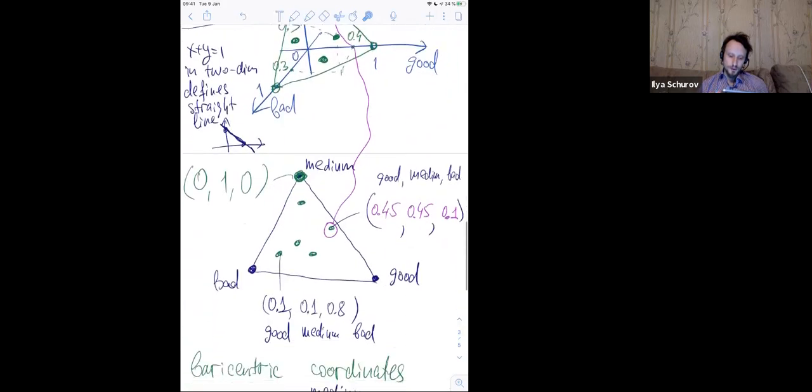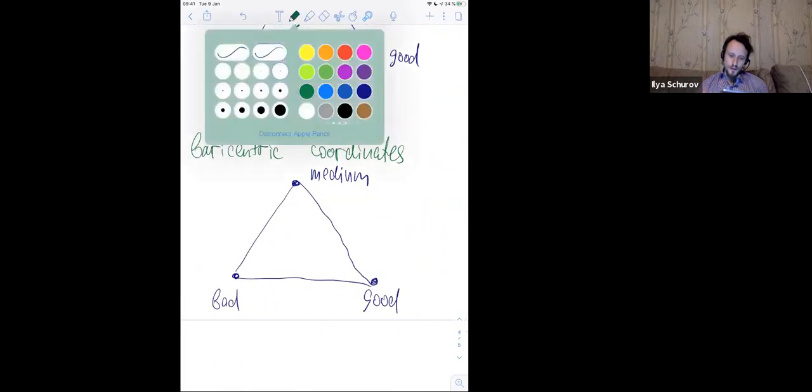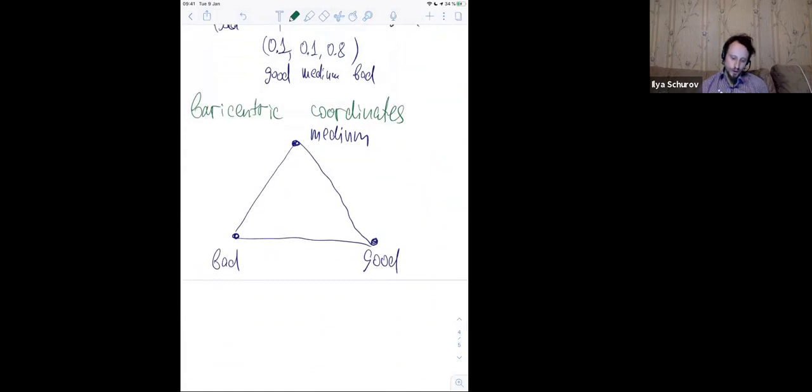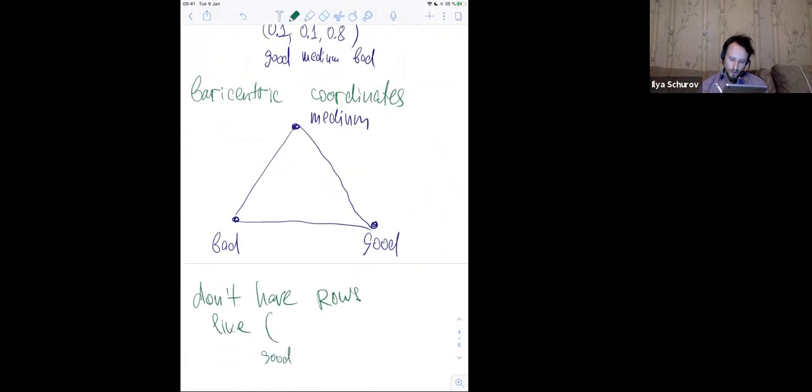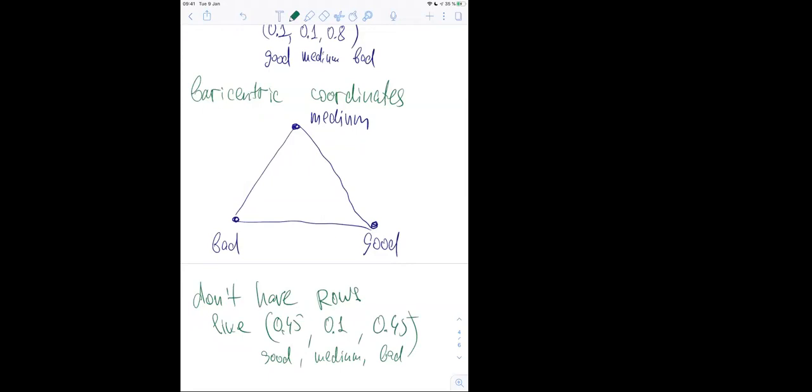Then let us return to this triangle, and let us discuss what it means that we don't have data like rows, like, so this is good, medium, bad. What does it mean from the point of view of these triangles? It means that the point shouldn't be very far from the medium and at the same time somewhere between bad and good. Yes.